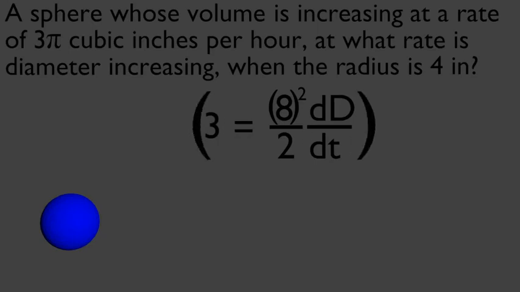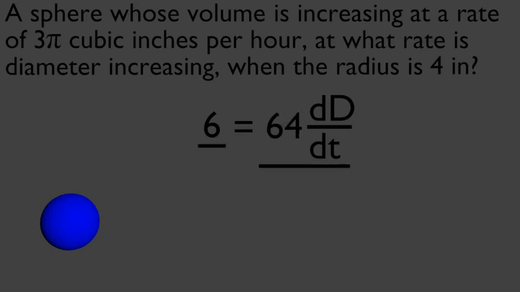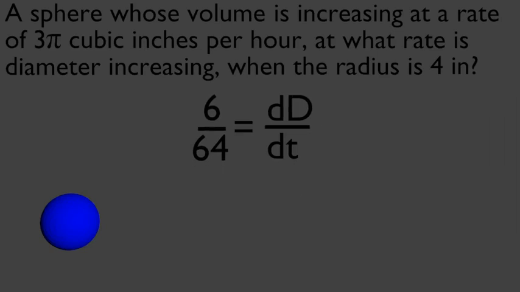And then we can multiply both sides of the equation by 2 to cancel that out. That gives us 6 equals 8 squared times our change in diameter with respect to time. So 8 squared is 64. So we divide both sides by 64. And that gives us that the change in diameter with respect to time is 6 divided by 64, or 3/32.